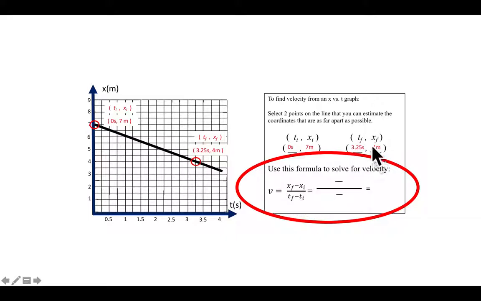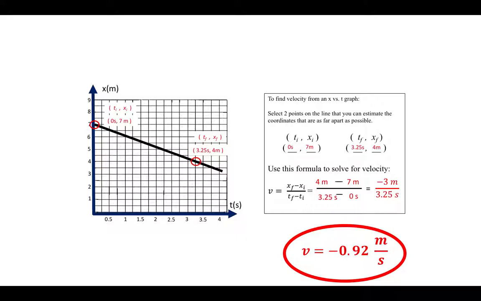xf from this graphic up here is 4 meters. So we take 4 meters and subtract from that xi, which is 7 meters. And then move to the denominator where we start with tf. tf was 3.25 seconds, and the starting time was 0 seconds. So the value becomes negative 3 meters divided by 3.25 seconds.